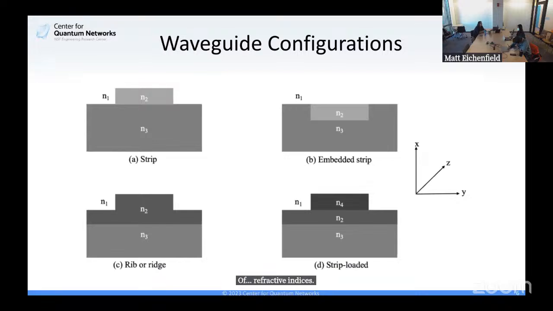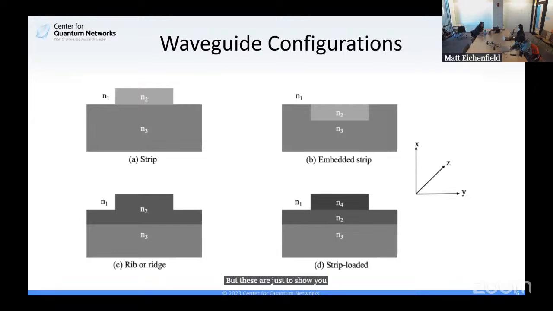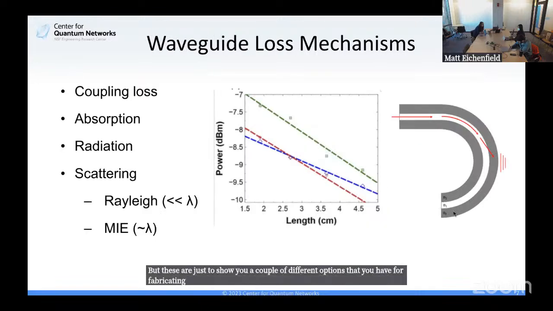So these different geometries and the different indices of refraction of your materials are going to change both the number of modes you can have and the confinement factor. So how much of the mode is actually confined to the core of your waveguide rather than in the cladding of your waveguide. But these are just to show you a couple of different options that you have for fabricating waveguides.